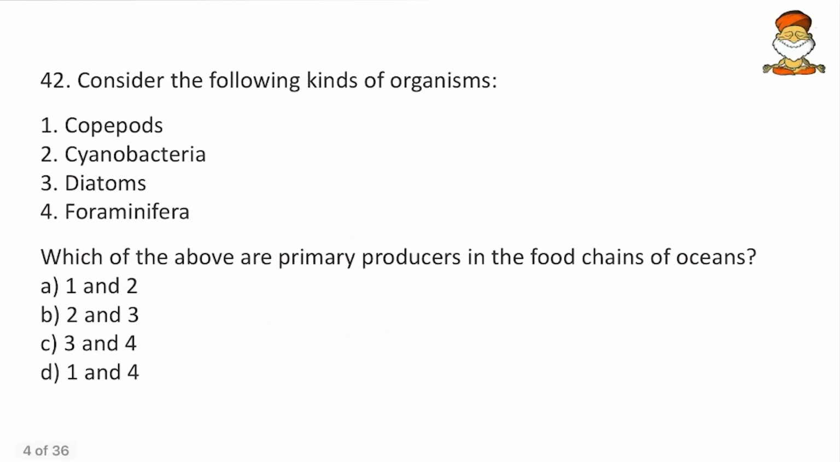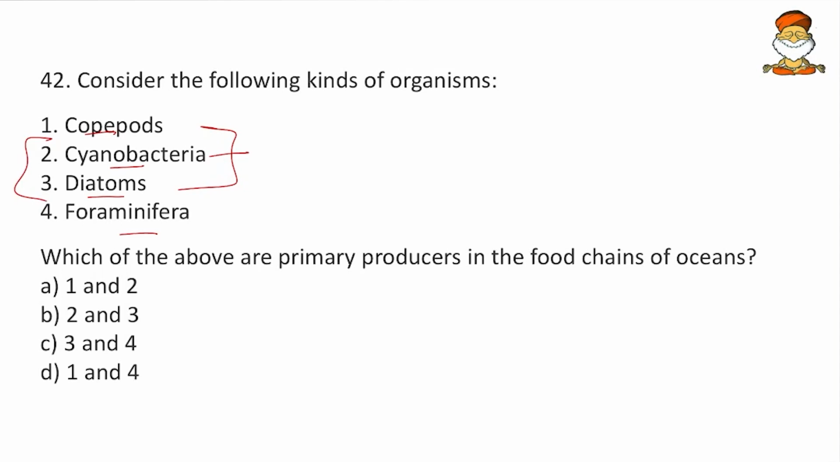Then come to next. Consider the following kinds of organisms: copepods, cyanobacteria, diatoms and foraminifera. Friends, again I will tell you it is essential to read the NCERTs. If you have read NCERTs, cyanobacteria and diatoms are present in NCERTs. Cyanobacteria is the blue-green algae. In the last rapid revision series also, we had discussed this and I said that this is a hotspot of UPSC and UPSC has asked a question here. And the diatoms, friends, both are the photosynthetic ones and they are the primary producers. So we'll go with 2 and 3 as the answer.